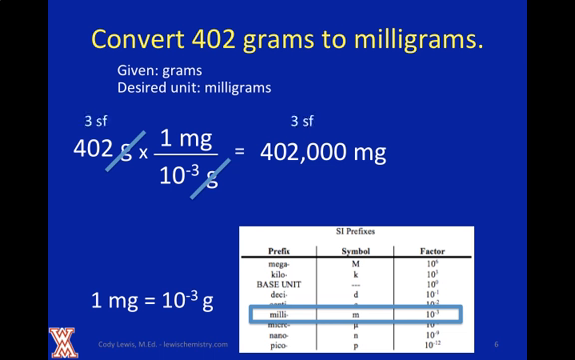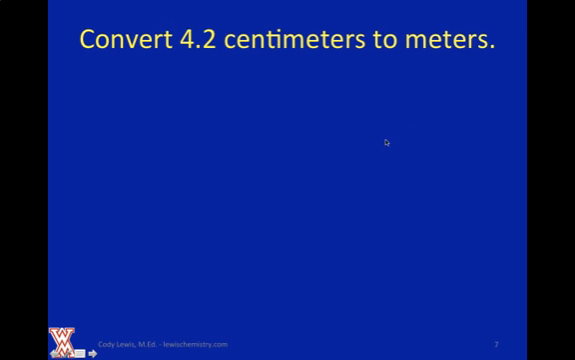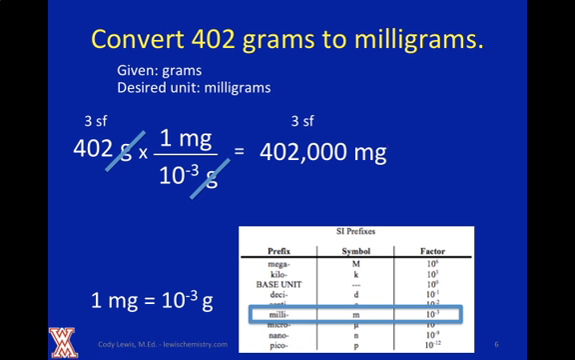Now, we need to check for significant figures. The first number has 3 significant figures. This is an exact conversion. Exact conversions do not count with significant figures. So your final answer must have 3 significant figures, in which it does. We could also report our answer in scientific notation if we wanted to: 4.02 times 10 to the 5th milligrams.